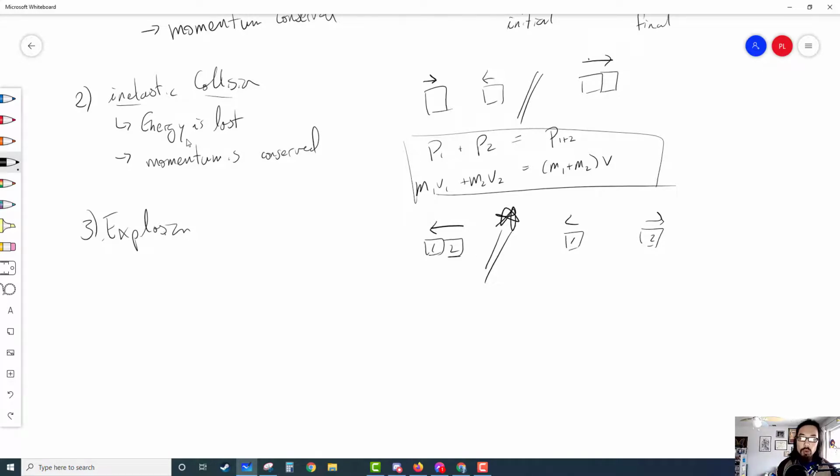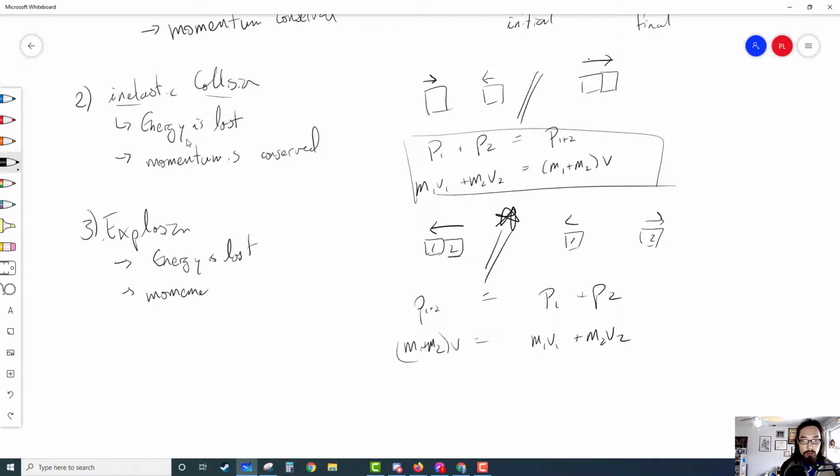And so the equation would look like the reverse of the inelastic. We will say P1 plus P2 is equal to P1 plus P2, and we will say (M1 plus M2) V is equal to M1 V1 plus M2 V2. Okay, it's the reverse. Because it's just like an inelastic problem, the same properties follow. Energy is usually lost, and momentum is conserved.